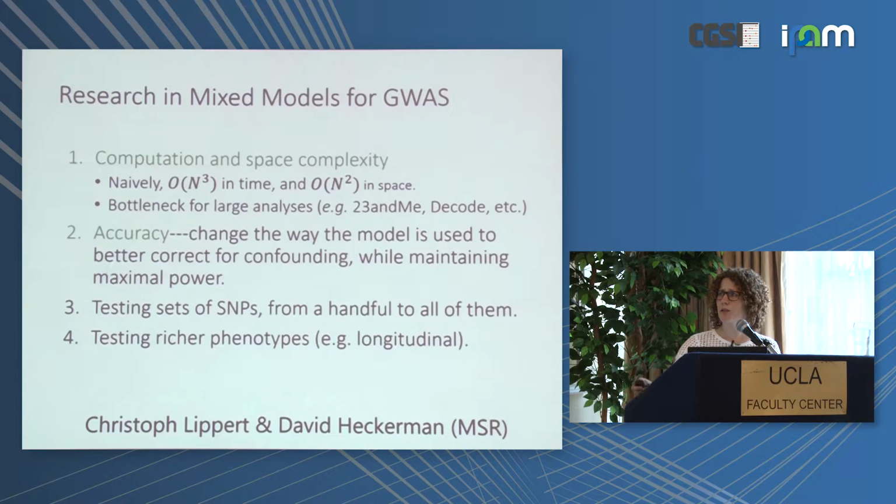And then as people got into looking at how to make things more efficient, they started to also question, well, actually, what is the gold standard for these models if we could afford to compute anything? And sometimes there's an interplay between these as well. And so I'm going to give you a little bit of a flavor of some of the work we've done in this area. But other things you can also do with these models include testing sets of SNPs and testing richer phenotypes. So I'm currently working on longitudinal phenotypes.